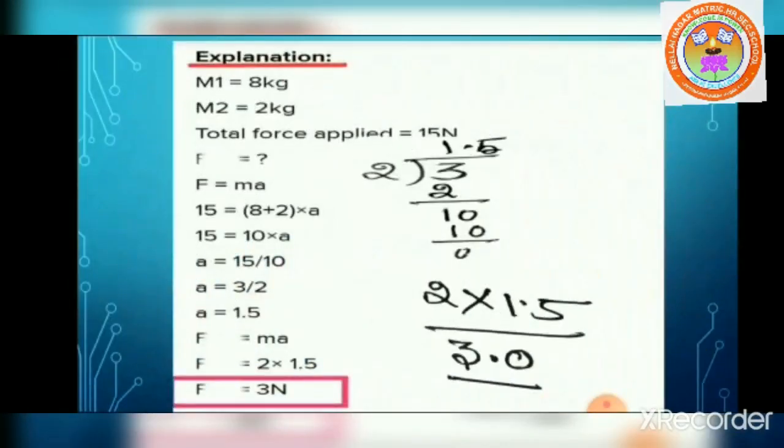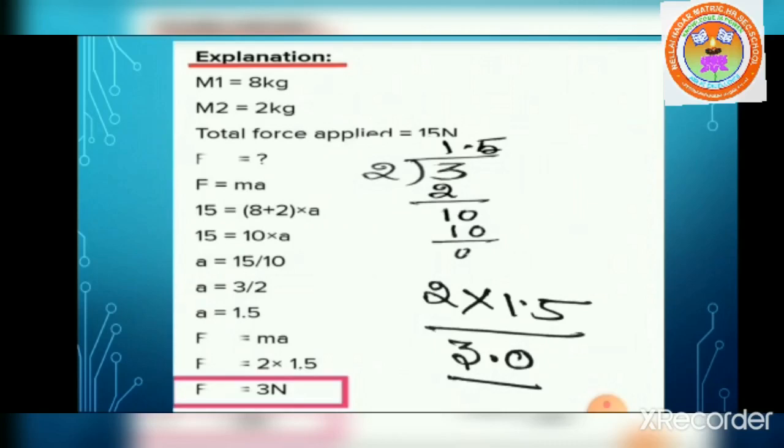So M1 is equal to 8 kg, M2 is equal to 2 kg. The given values: total force applied is equal to 15 N. So now we are going to find the force value. Already we know the force formula F is equal to ma. So we apply the values of F, m, a. F value is 15 and for mass we should add the 2 blocks. So 8 plus 2, that is 10, into acceleration, the unknown value.